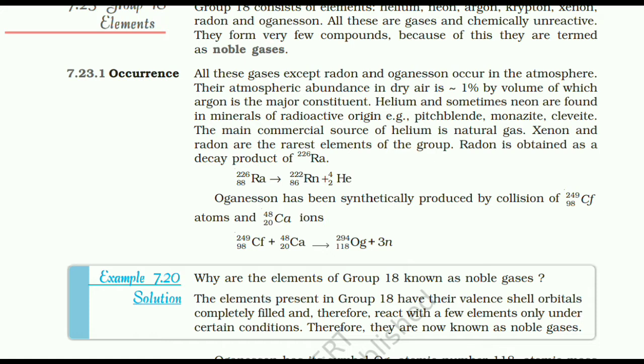Xenon and radon are the rarest elements of the group. Radon is obtained as a decay product of radium-226. Oganesson has been synthetically produced by collision of Cf-249 atoms and calcium ions.